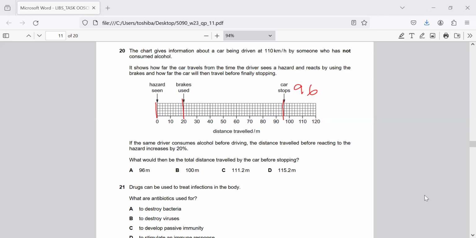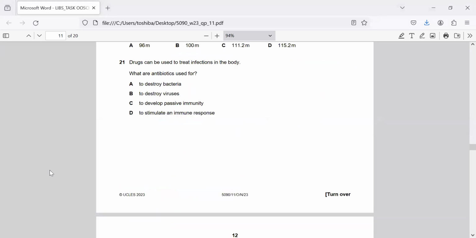So the increase of this 20% distance, what would be the total distance traveled by the car before stopping? When we take out the 20% of 96, it would be 100. B option is correct. Question 21 says drugs can be used to treat infections in body. What are antibiotics used for? As we all know that antibiotics are used to destroy the bacteria, so option A is correct.